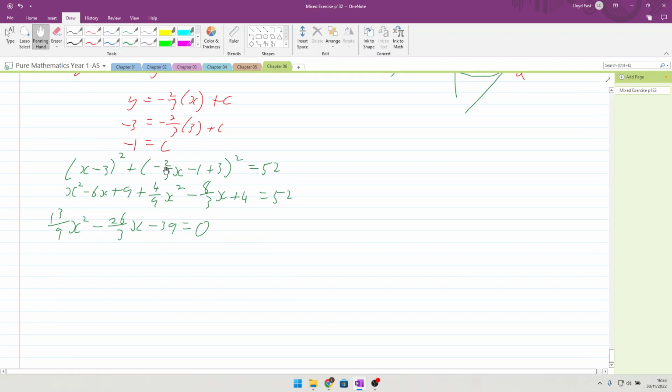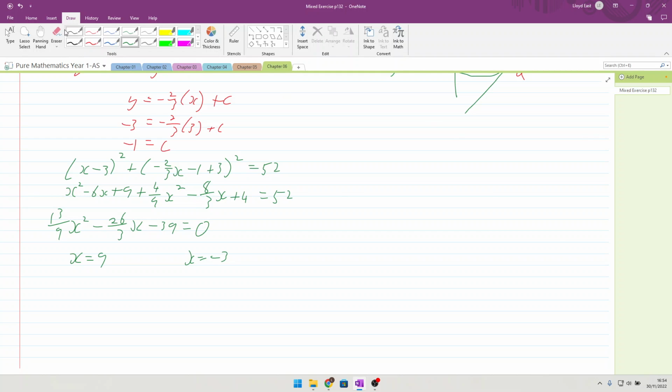Let's solve it. Okay, straight in onto the solve on the calculator. So we've got 13 over 9, and you can put these in as a division sum in the calculator. It puts it in as a fraction, decimal 1.44, minus 26 over 3, which gives minus 8.666, and minus 39. Okay, and we get x is equal to 9, and x is equal to minus 3.